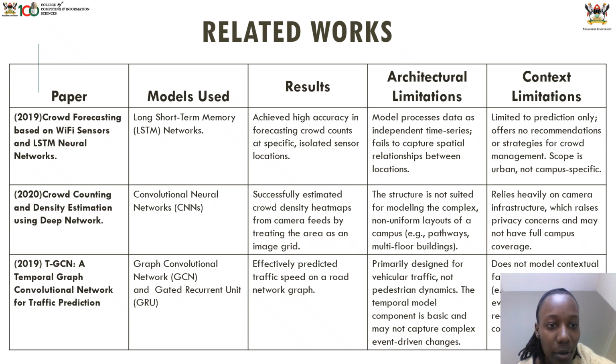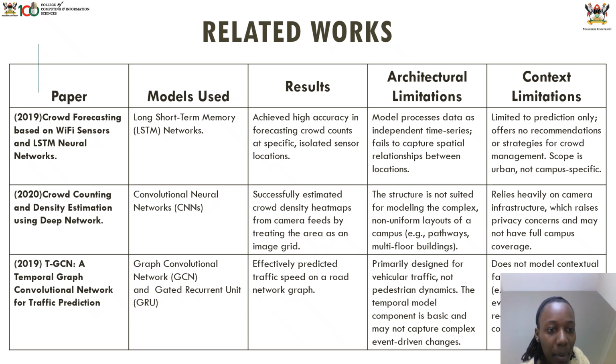Then the other paper was crowd counting and density estimation using deep networks. This one used CNNs, the convolutional neural networks, which were successful in estimating crowd density heat maps. It used camera feeds only. The architectural limitation is that this structure was not suited for modeling complex and non-uniform layouts like campuses, where not all places have cameras, and the contextual limitation was it relied heavily on camera infrastructure everywhere. They only used cameras.